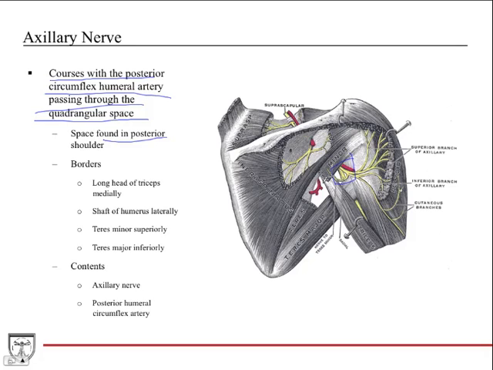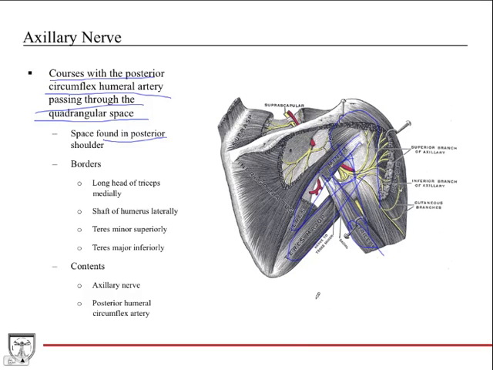So the first border is the long head of the triceps medially. Here's the triceps, here's your long head, so this is the medial. The shaft of the humerus laterally, so you can see the outline of the shaft of the humerus here. That's the lateral border. And then you have teres minor superiorly, that's this border right here. And then you have the teres major inferiorly.